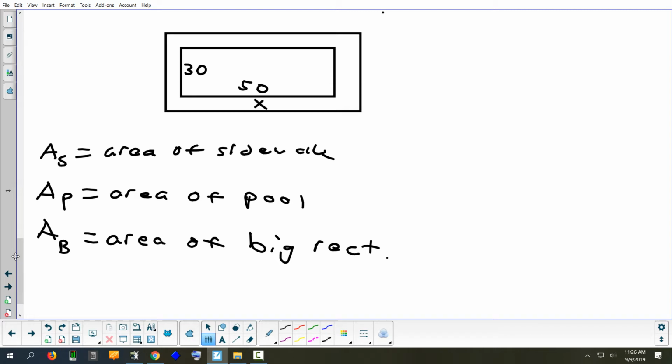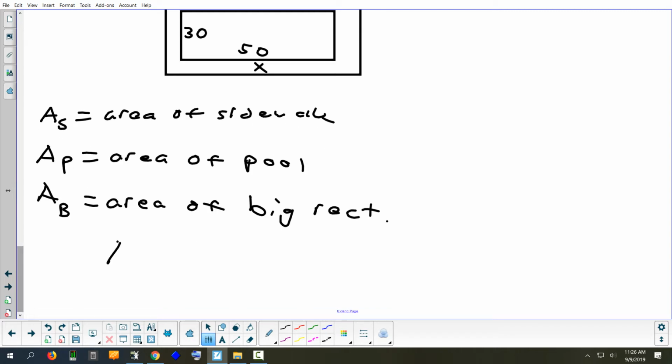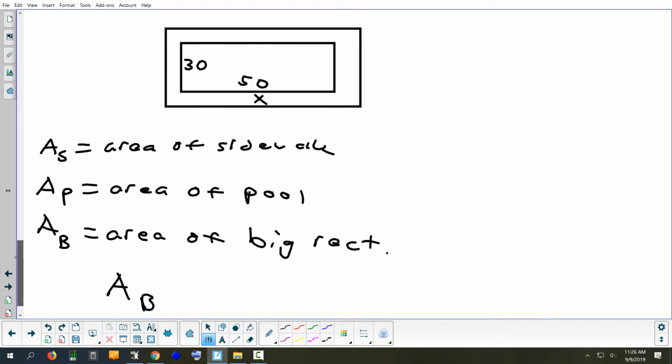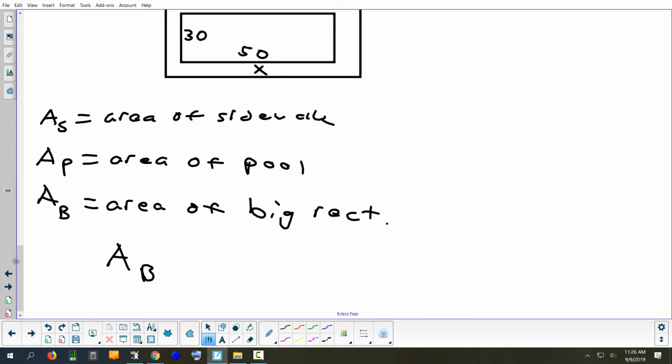Can you do something with like the area of the big rectangle would be the area of the pool plus the area of the sidewalk? Yep, plus the area of the sidewalk. So I'm just going to rearrange it a little bit, and I'm going to say the area of the big rectangle minus the area of the pool gives me the area of the sidewalk. So big rectangle minus pool gives you sidewalk. Now there's your equation. We just have to fill in.